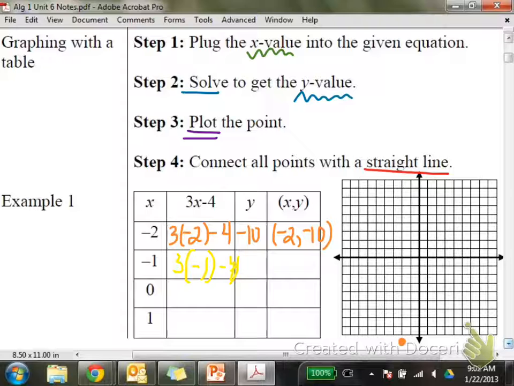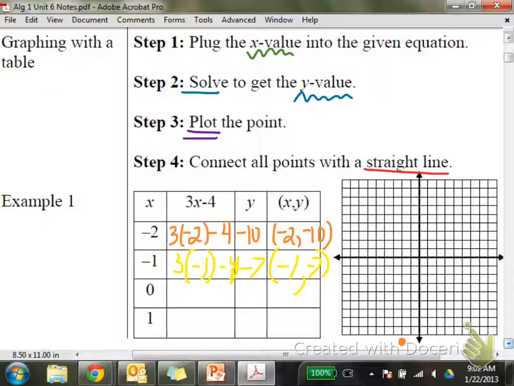What'd you get for the next column? Negative 3? No, wait, negative 7. Okay, so write in negative 7. And then write out the point for me. Good. You guys agree? Yes. Thank you. So where would I plot that?